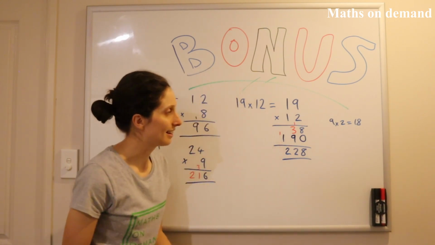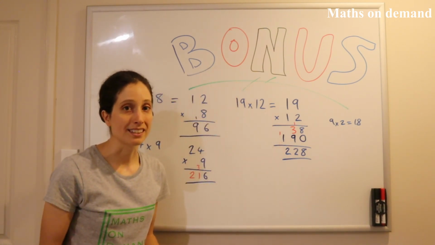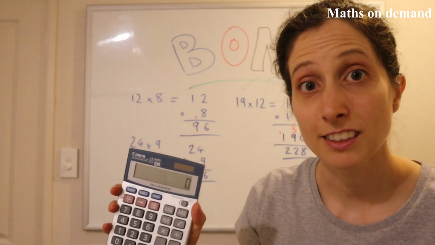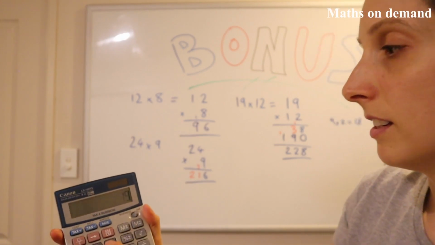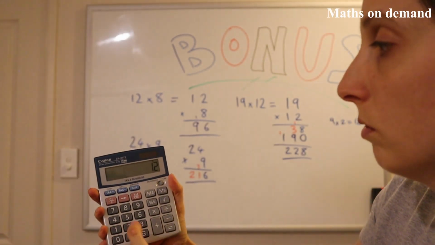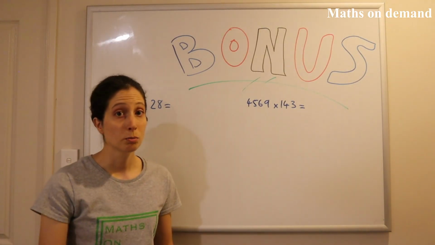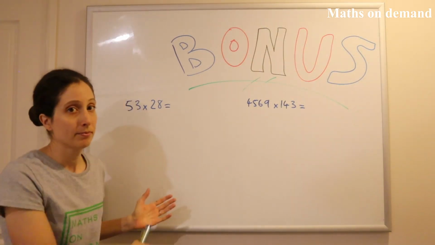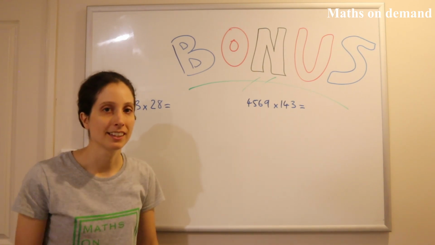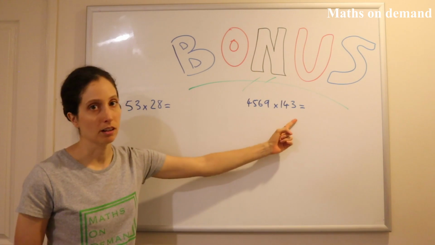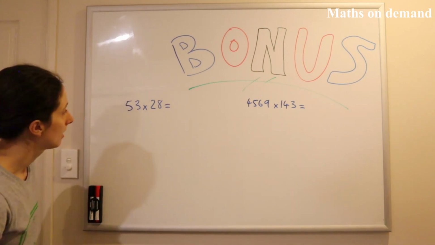So our answer is 228. Do you believe me? Well, we can check it on the calculator. 19 times 12 equals 228. We have 2 more, a big one and a really big one. Let's see how we go. Just follow the same process, but it will take longer when there's more numbers.